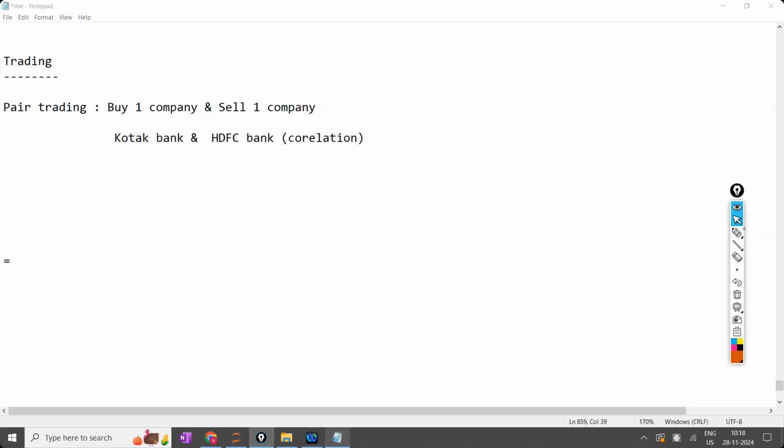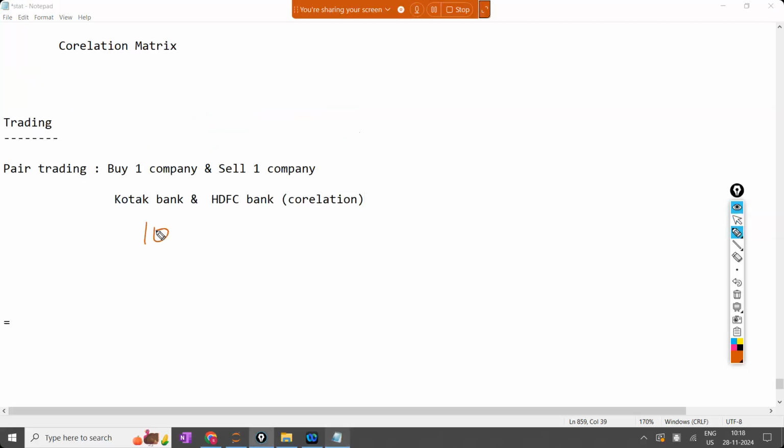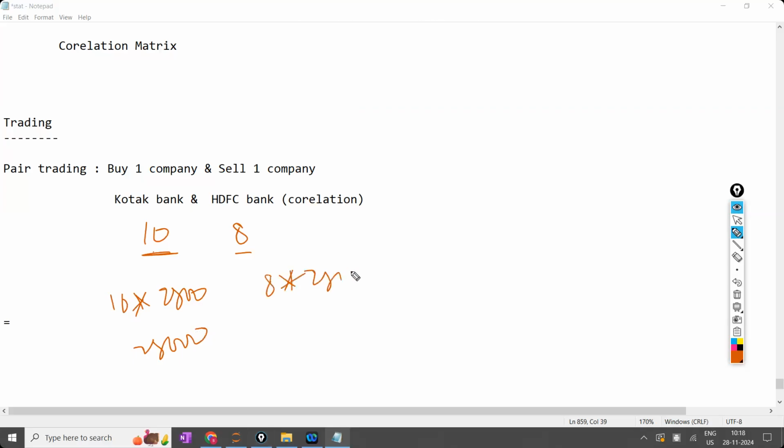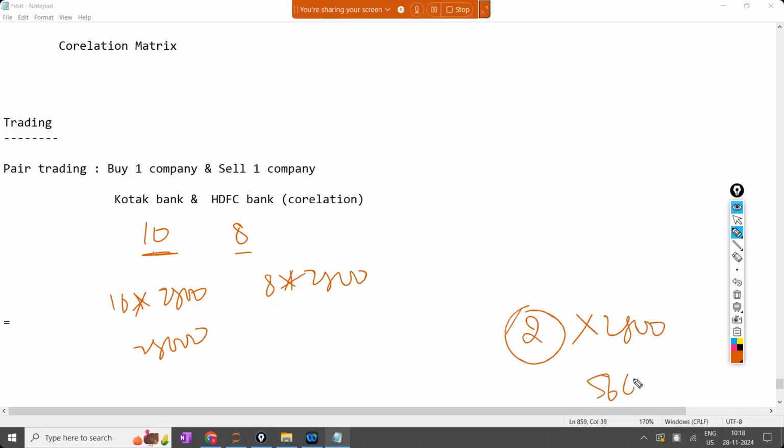For example, Kotak Bank increased by 10 rupees, but HDFC Bank increased by only 8 rupees. What is the correlation between them? 80% is the correlation. For 80% correlation, for every 10 rupees increase in Kotak Bank, how much does HDFC Bank have to increase? 8 rupees. Now, Kotak Bank increased 10 rupees, so 10 into 2,800 is 28,000 profit I am going to get. 8 rupees into 2,800 is the loss. So the balance, 2 rupees, is net profit. 2 into 2,800, which is 5,600, is my profit.